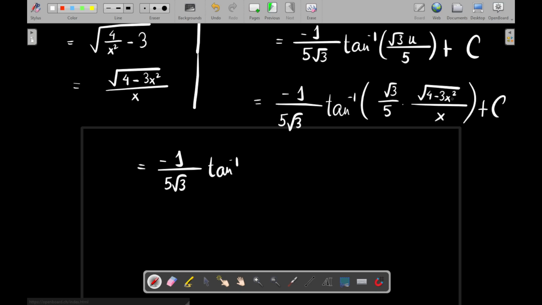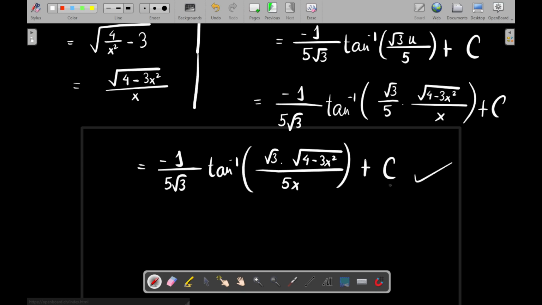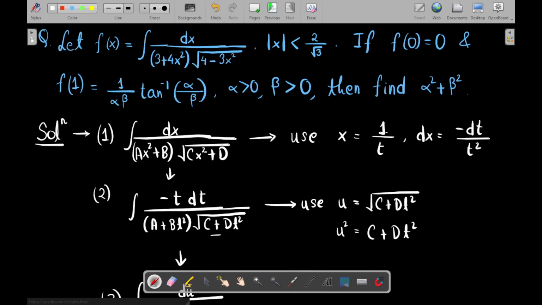If I multiply these two terms together, or let it be separate in the numerator, root 3 times square root of 4 minus 3x square divided upon 5x. This is the entire argument, plus c. Now this is the answer of the integral. Now we have still a few steps left here. We are given two conditions, f0 equal to 0 and f1 equal to this.